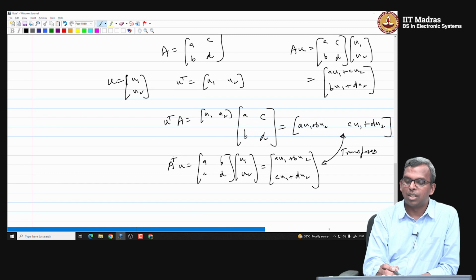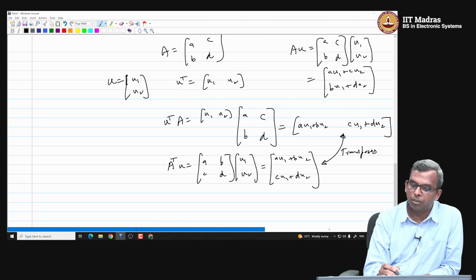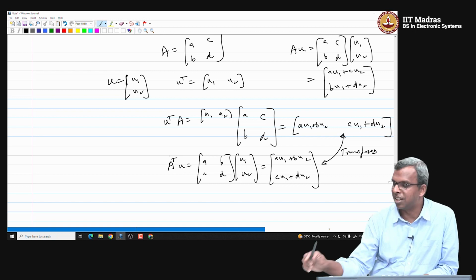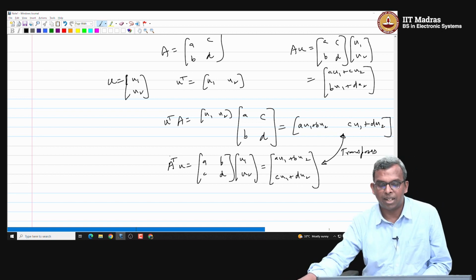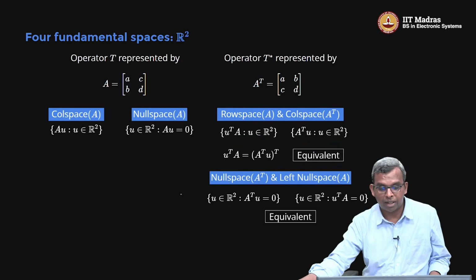Okay, so this is the other thing. Okay, you can of course do U transpose A transpose. That's a different ball game. We'll look at that later. Okay, so these are all the various quantities that are involved here.